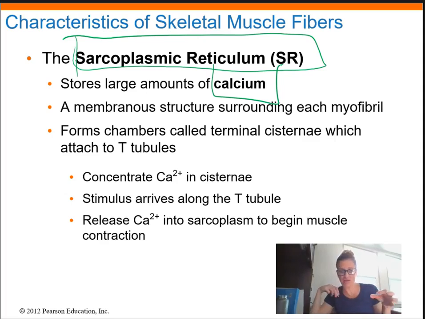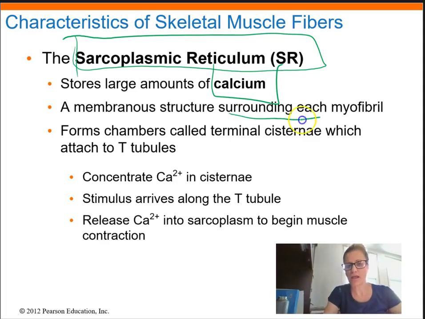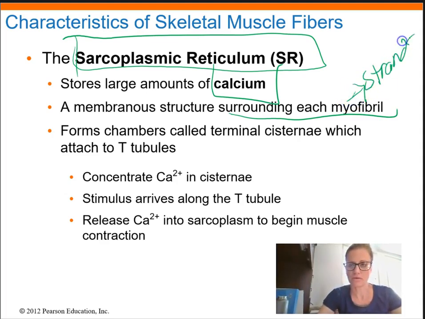The concentration of calcium inside the sarcoplasmic reticulum is more than 40,000 times as concentrated as normal inside the cell. 40,000 times as concentrated. So there's a ton of calcium stored in the sarcoplasmic reticulum. The sarcoplasmic reticulum is like little chambers that surround each of the myofibrils. So each of the strands of protein. Filaments.